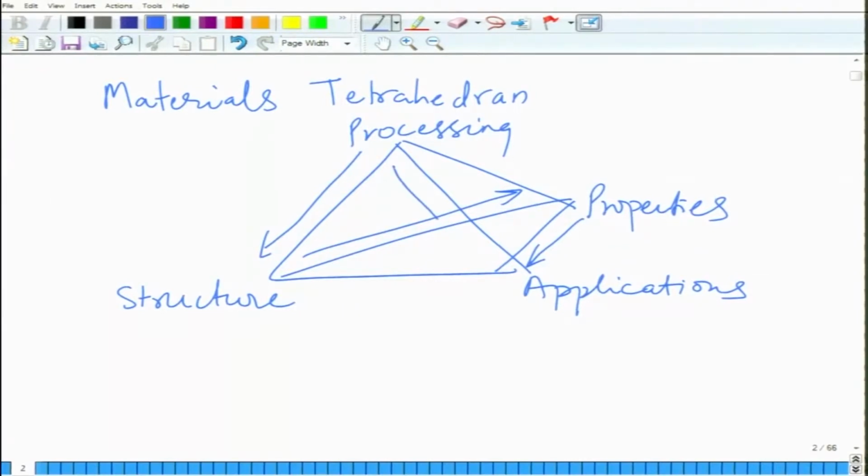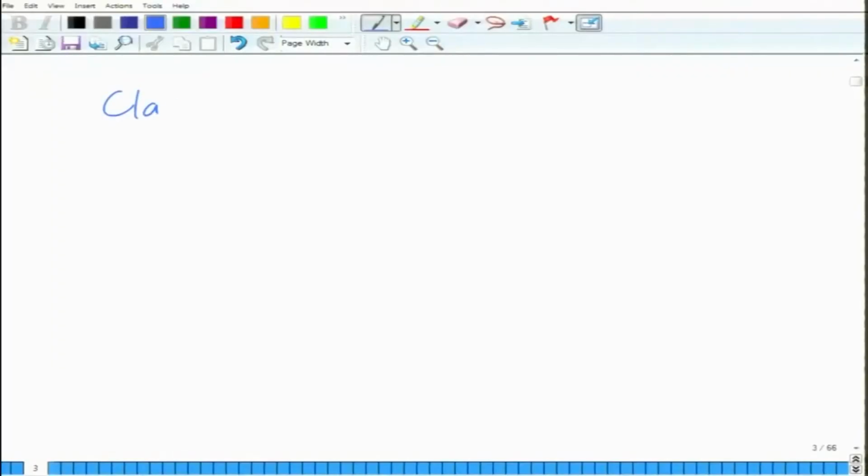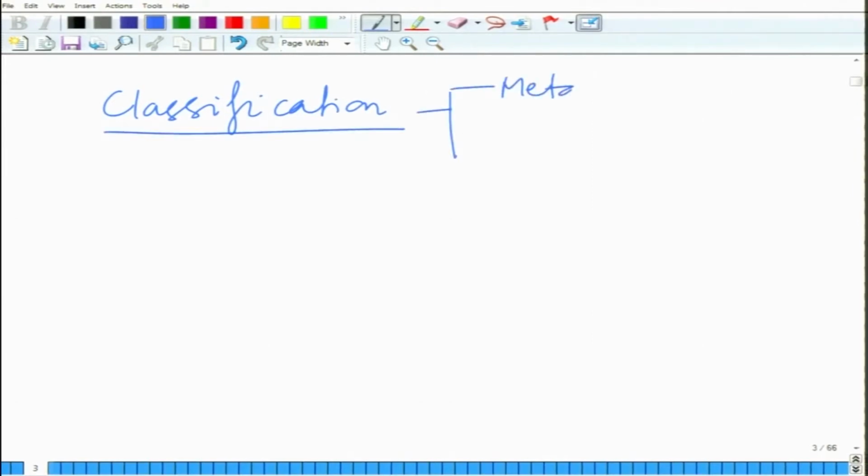Processing is also related to applications because processing is related to cost and ease of processing and manufacturability. So, this tetrahedron basically shows you interrelation between four important aspects of materials engineering. And then we discussed about classification of materials. So, classification of materials was basically in four categories: metals and their alloys, ceramics, polymers, or let us say plastics, polymers and elastomers, and then we had hybrids.